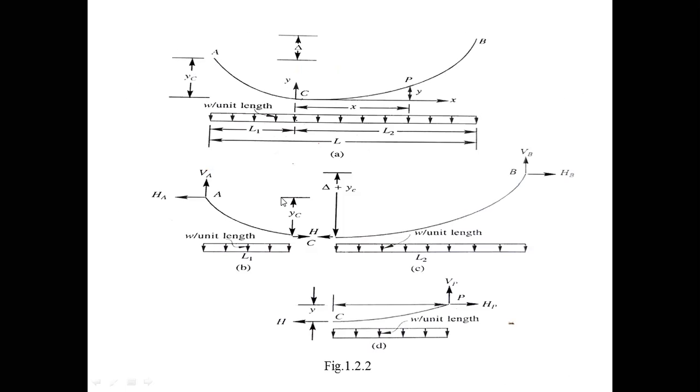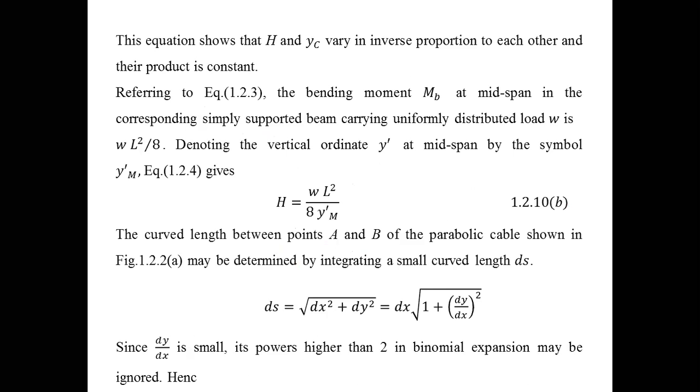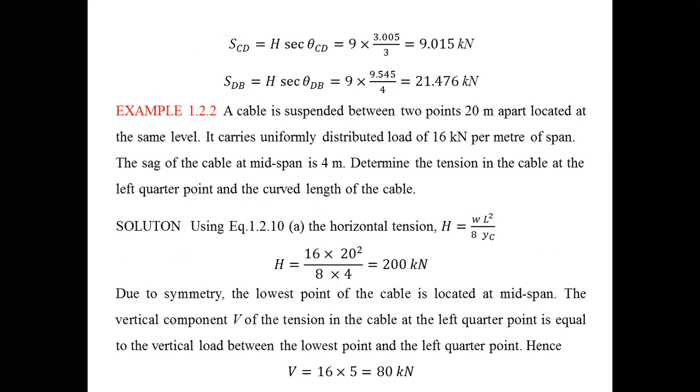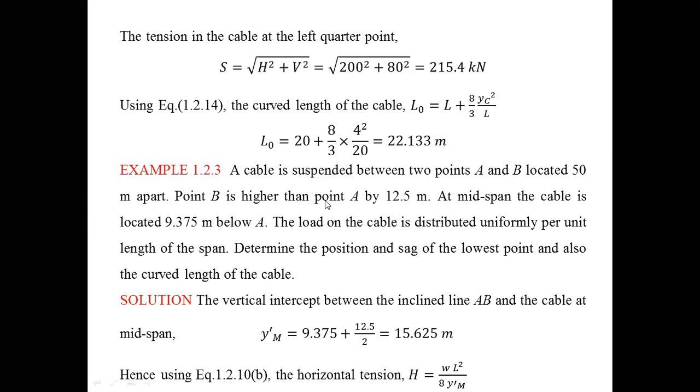A is lower than B, B is higher than A. Point B is higher than point A. That means support B is higher than support A by 12.5 meters, and the delta is given as 12.5 meters. At midspan, the cable is located 25 meters from any support. At midspan, the cable is located 9.375 meters below A.